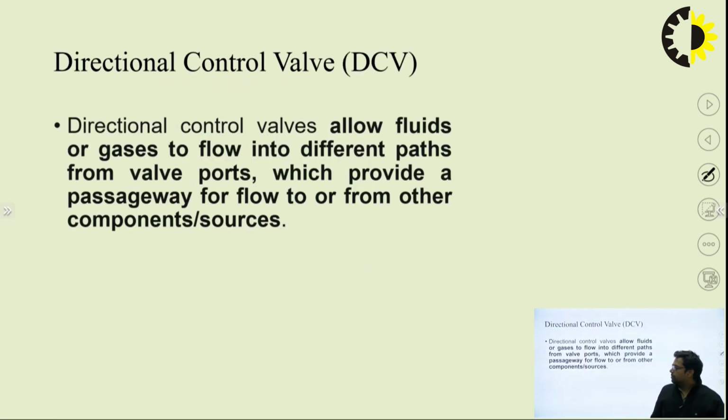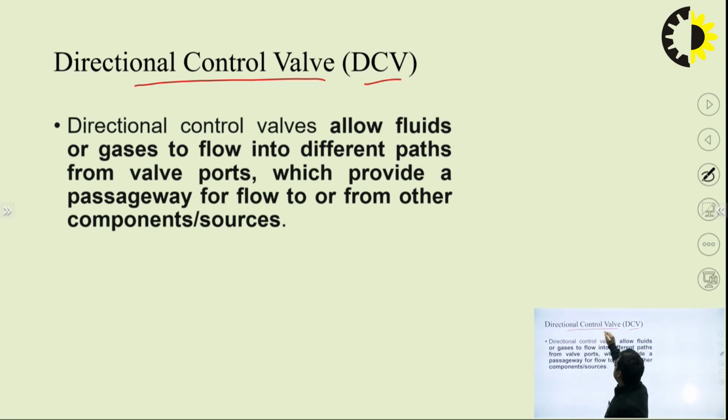Now at last, I will discuss in this lecture something very important, that is the DCV system, widely known as the directional control valve: D stands for directional, C for control, V for valve. We will find various applications in various kinds of industry. Different kinds of DCV systems are used. What is a DCV system? Where do we use it?